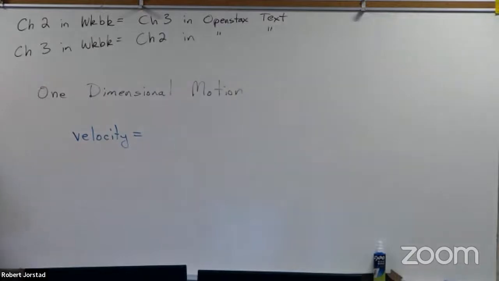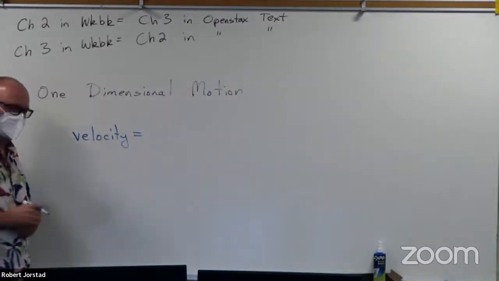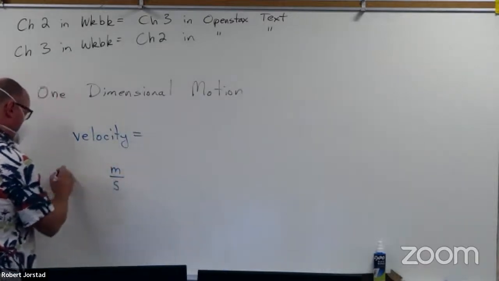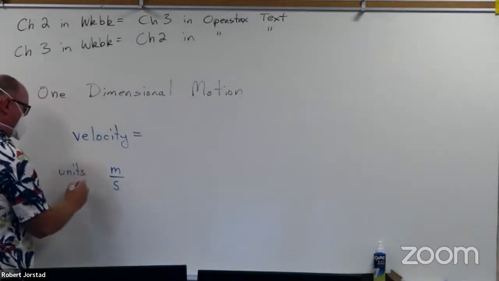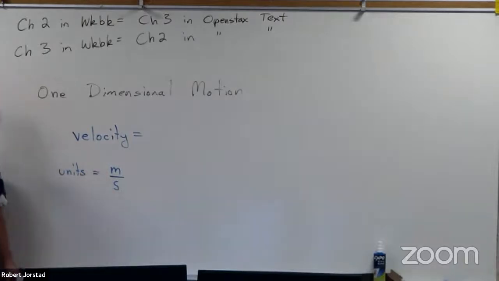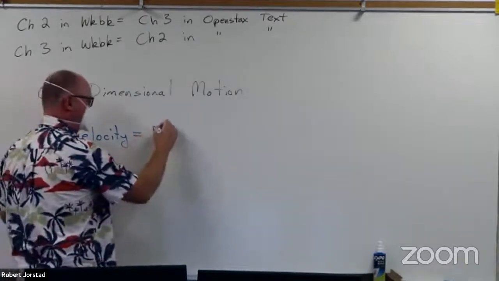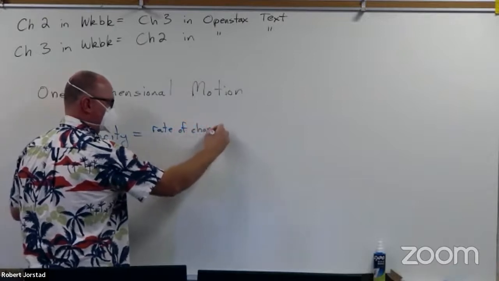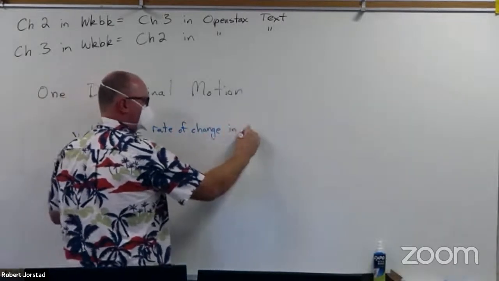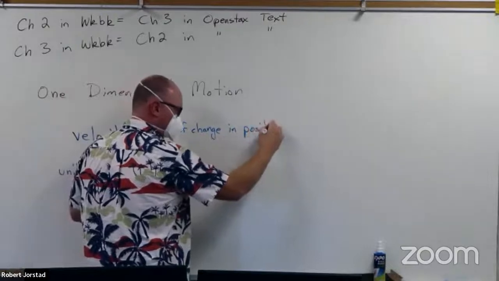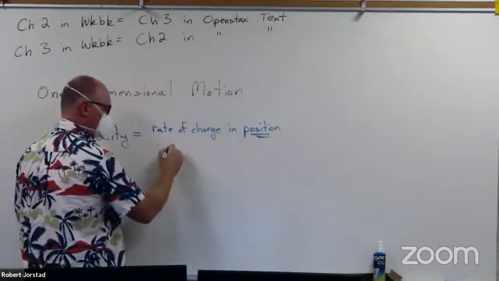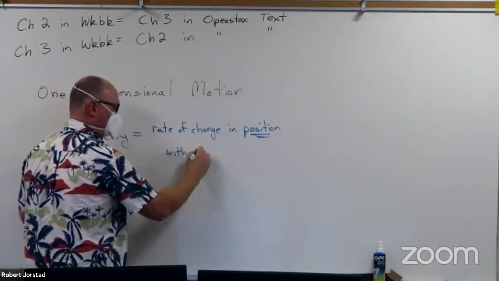What is velocity to you? Does anybody have a definition for velocity? Okay, I heard meters per second. That's the units of velocity. I like that. Let's stick that in there. Like the rate of change. Rate of change in position is better than distance, it turns out. With respect to what? Yes, okay.